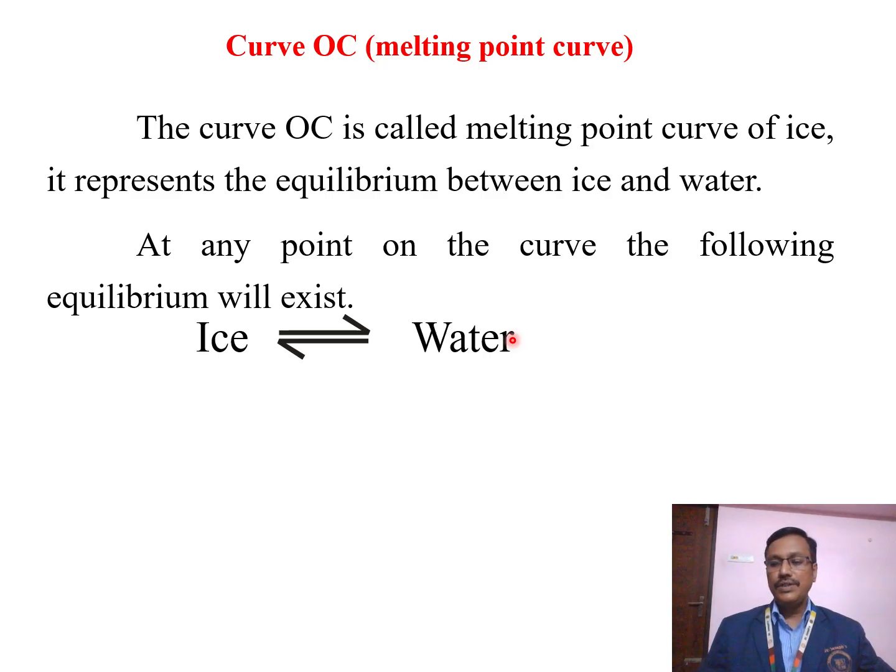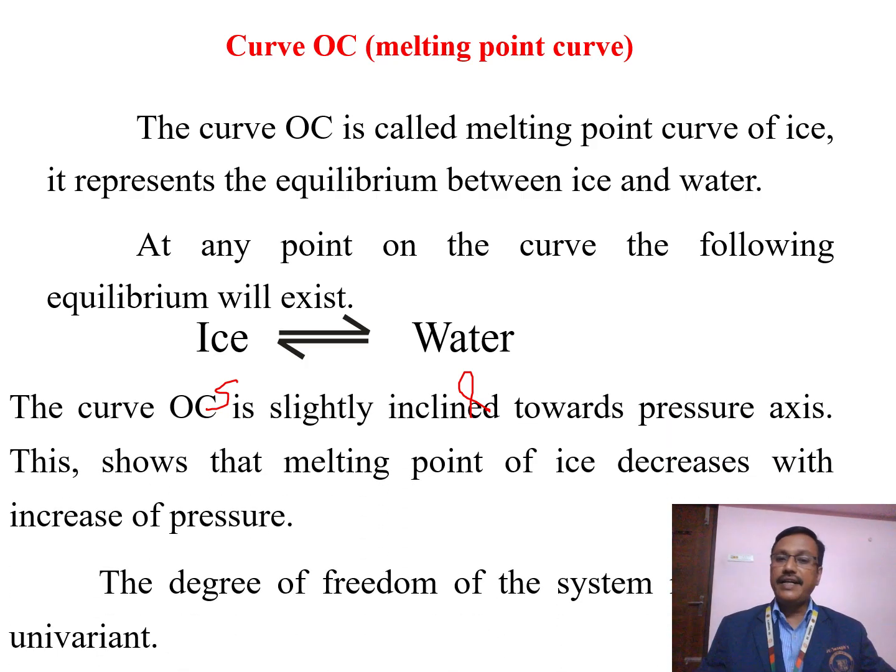F is equal to C minus P plus 2. How many components? One component. How many phases? Two phases. Why? Because ice is in solid form. Water is in liquid form. Right? So how many phases? Two phases.